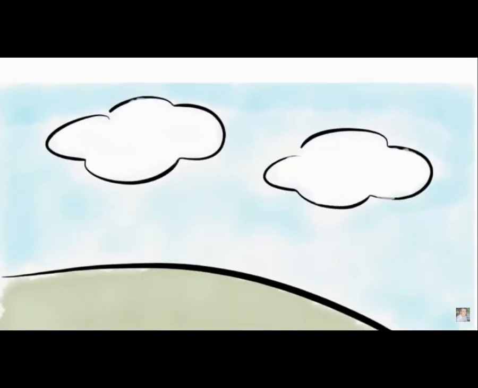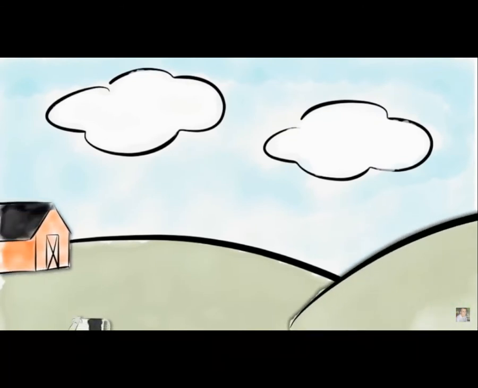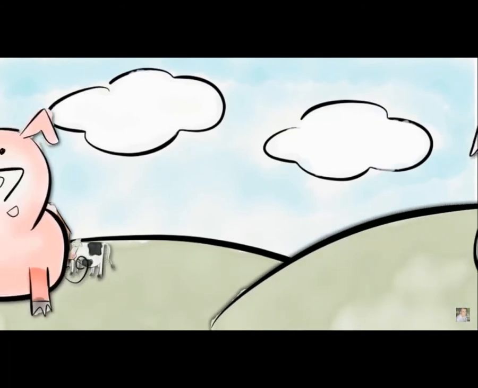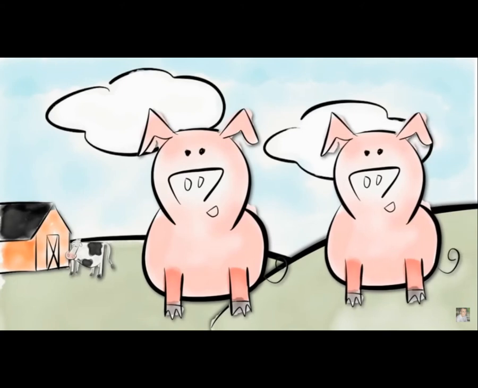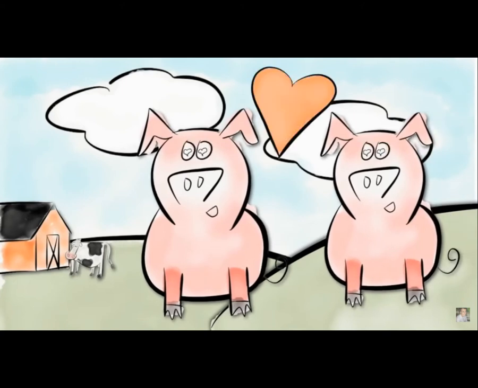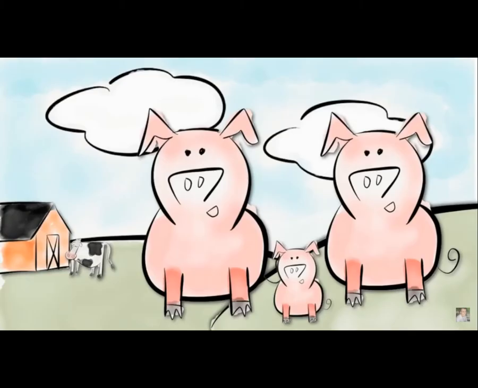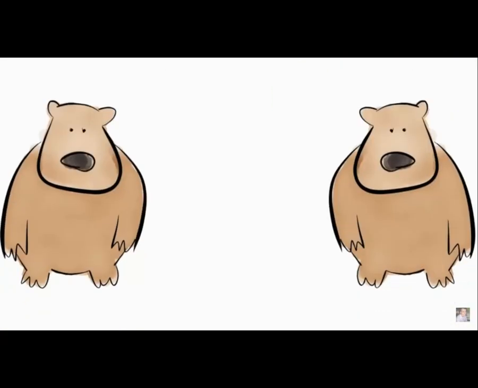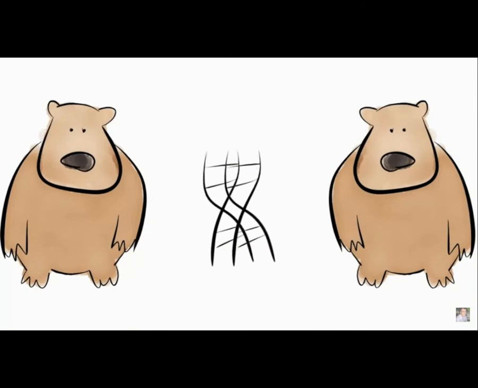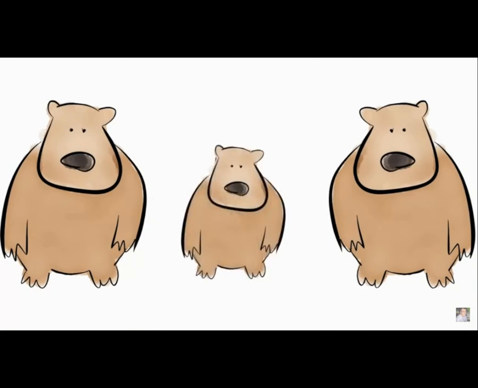Asexual reproduction. When an organism reproduces, it makes another of the same species. Some organisms reproduce sexually. Cows make more cows, and pigs make more pigs. Sexual reproduction combines genes from a mother and a father, making a genetically unique organism.